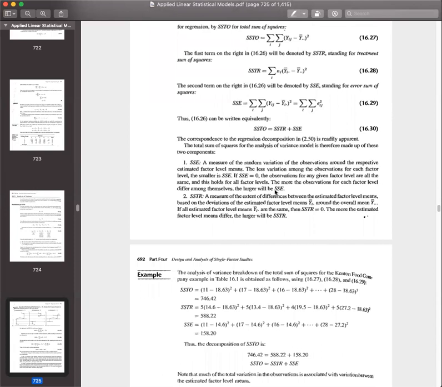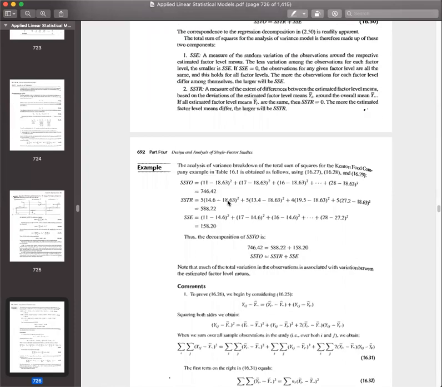The total sum of squares for the analysis of variance model is therefore made up of those two components: the SSE, which is a measure of the random variation of the observations around their expected estimated factor level means, and the SSTR, which is a measure of the extent of differences between the estimated factor level means, based on deviations of the estimated factor level means Yi bar around the overall mean Y dot dot bar.